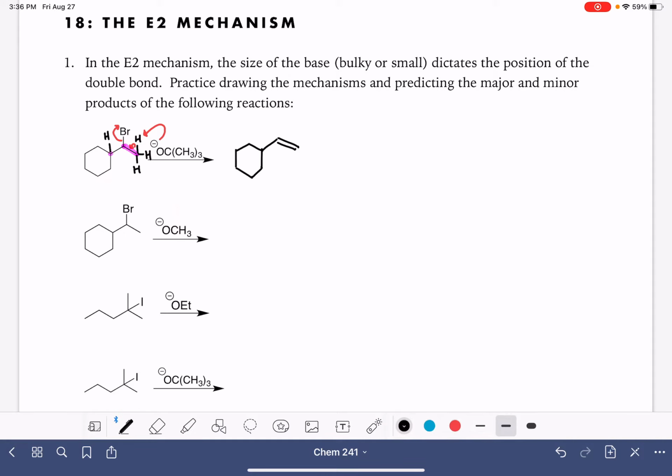Let's practice again. So we're starting with the same molecule, but we'll go through the same process. First thing we want to do is identify the carbon holding the leaving group, and the next thing we want to do is identify the carbon atoms that are adjacent to it, or attached to it. Now we want to think about where this reaction is going to take place. Here we are using methoxide, OCH3. It is not our bulky base. It's not tert-butoxide. Anything other than tert-butoxide, so for example, methoxide, this base is going to prefer to abstract a hydrogen atom from the most substituted carbon.